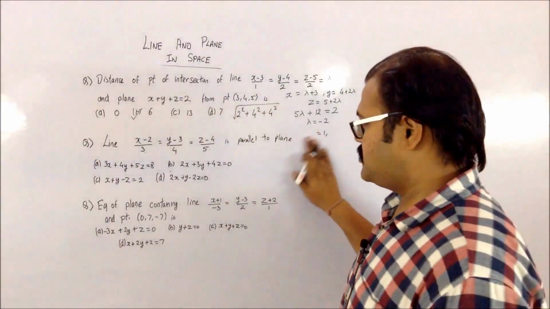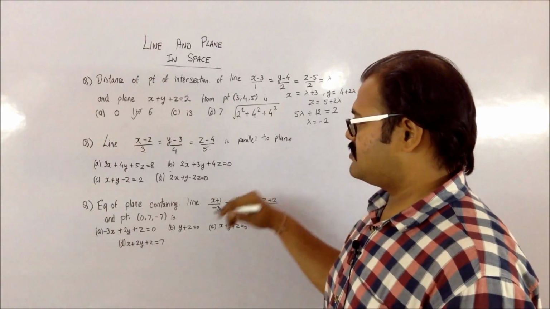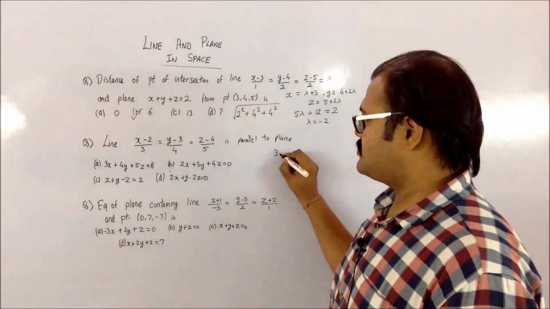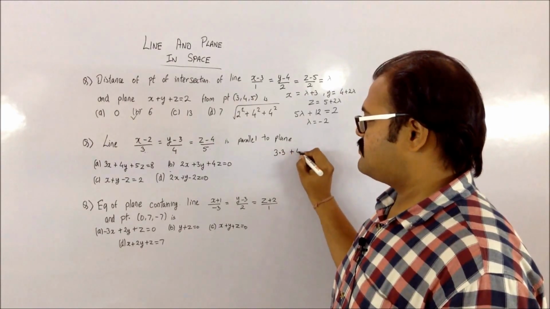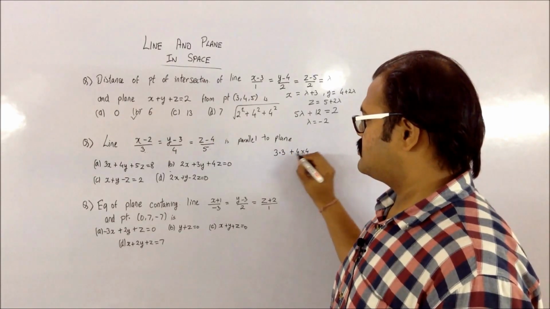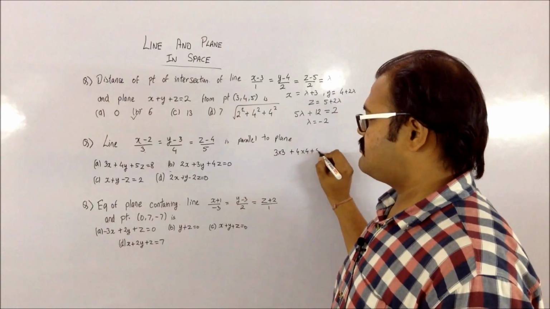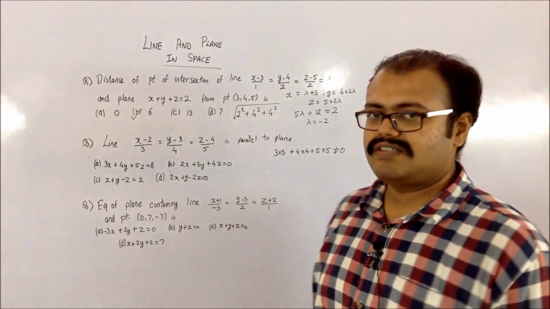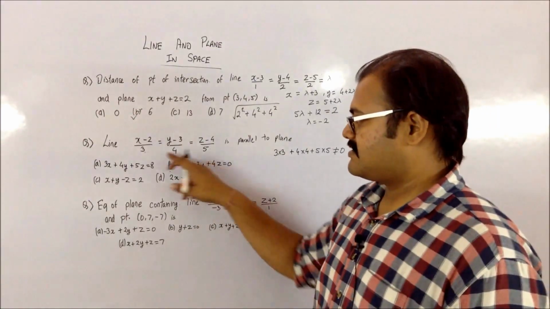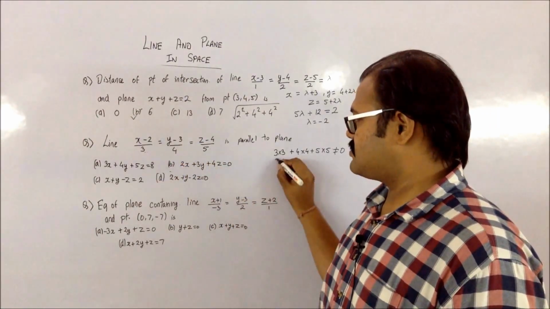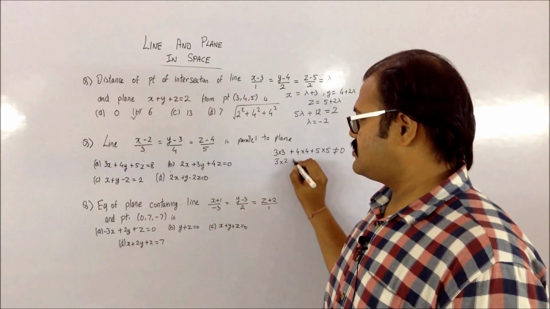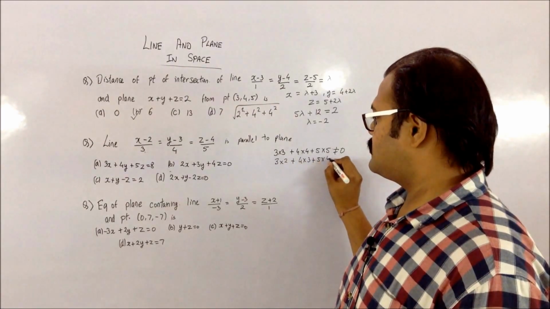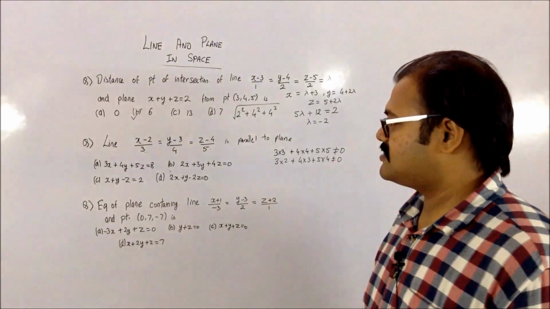So let's go for the first one. It's going to be 3, which is the directional ratio of this, into 3, plus 4 into 4, and plus 5 into 5. So you can see this is obviously not going to be equal to 0. Next, you will be multiplying the corresponding ones, so that's 3 into 2 plus 4 into 3 plus 5 into 4. This again will not be equal to 0.